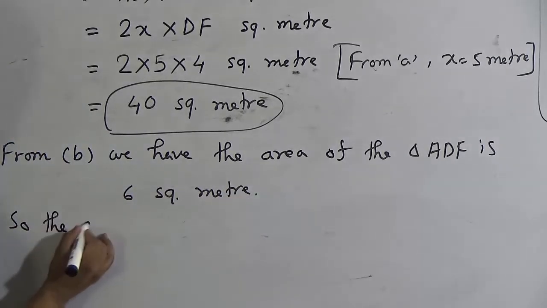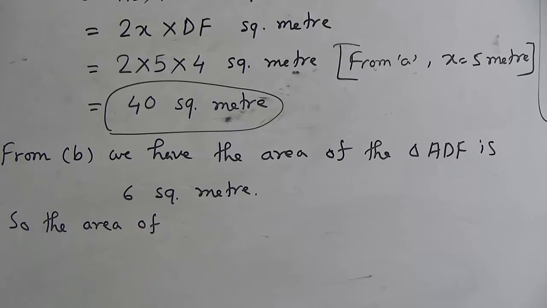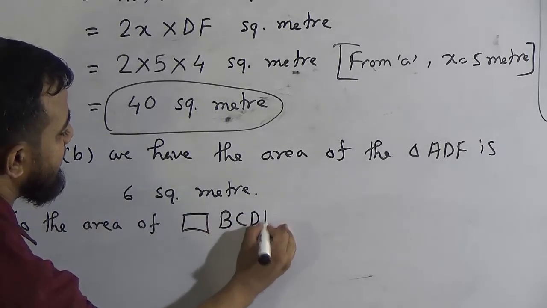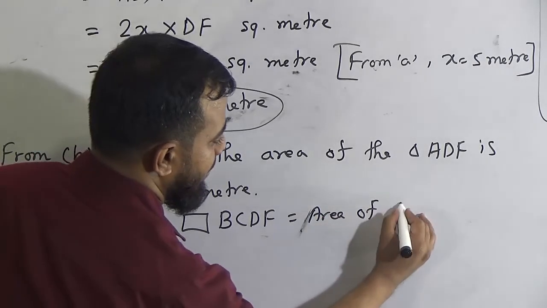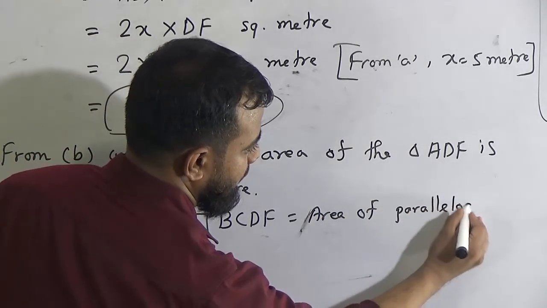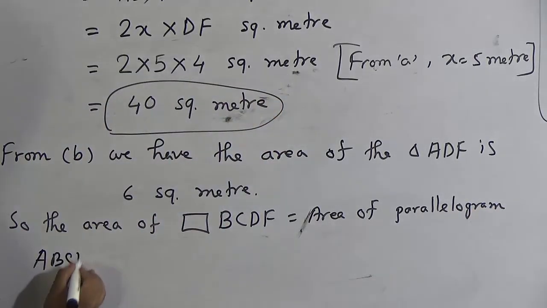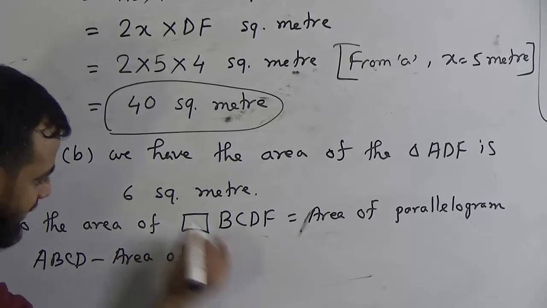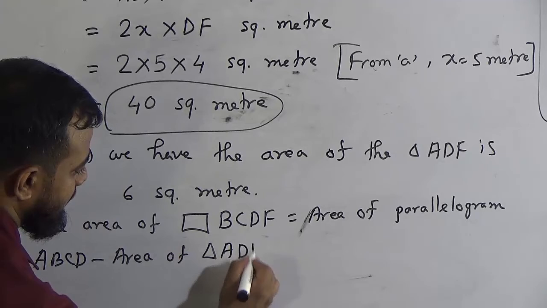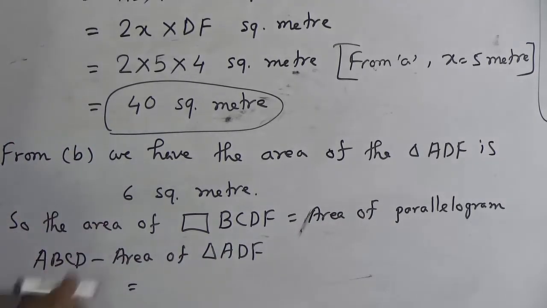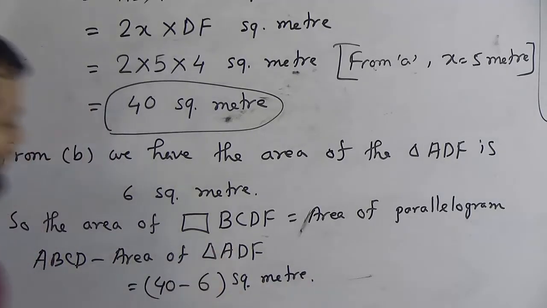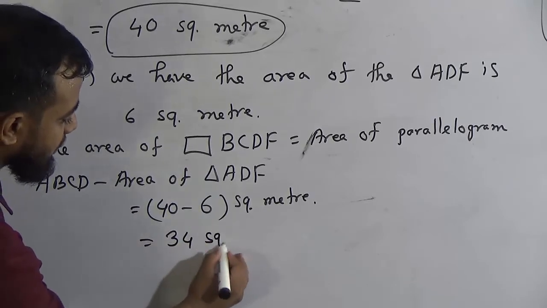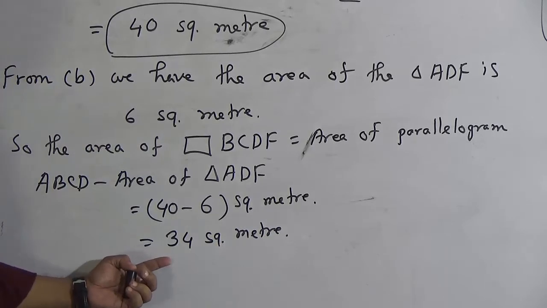So the area of quadrangle BCDF is equal to what? Is equal to area of parallelogram ABCD minus area of triangle ADF. That's equal to area of parallelogram ABCD, which is 40, minus area of triangle ADF. The area of triangle ADF is 6 square meter. Okay, it's a very simple calculation. It's 34 square meter. It can be our answer, but it's not our actual answer, my dear students.